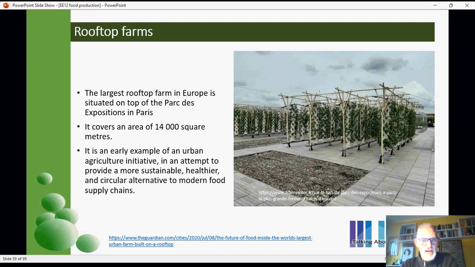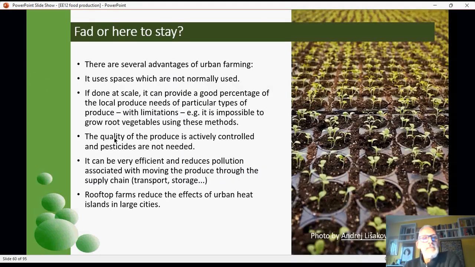Not sure what they grow there. I did read an article about tomatoes. I know that they are supplying the local schools and restaurants with tomatoes, but this is an experimental type of activity, and the idea is to try and understand how this type of activity can be integrated into local supply chains and local food supplies.